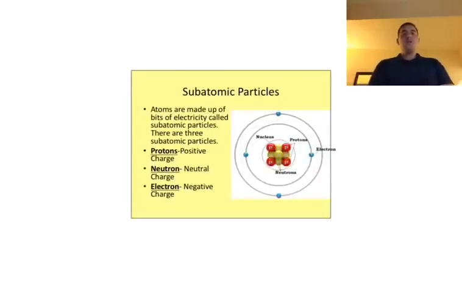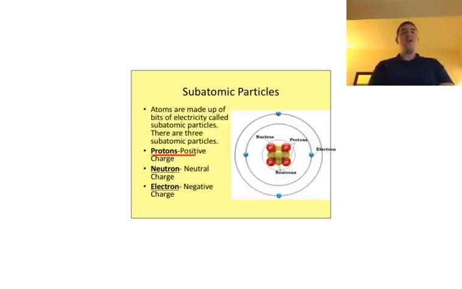Our next word is subatomic particle. Atoms are made of bits of electricity called subatomic particles. They are the parts of an atom, and there's 3 different types of subatomic particles. All 3 are found inside atoms. Protons have a positive charge. Okay, it says right here, protons, positive charge. Neutrons have a neutral charge, which means 0.